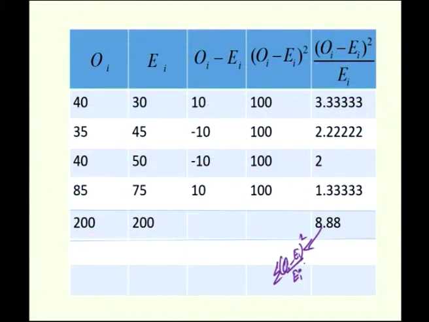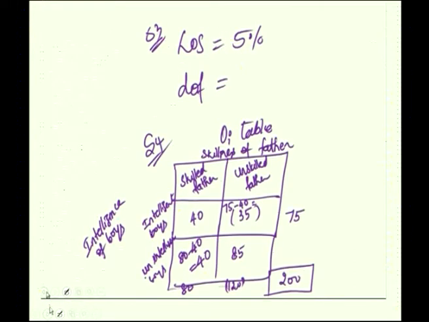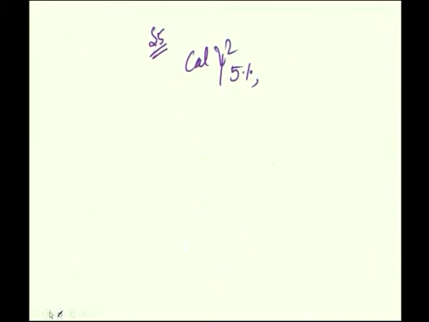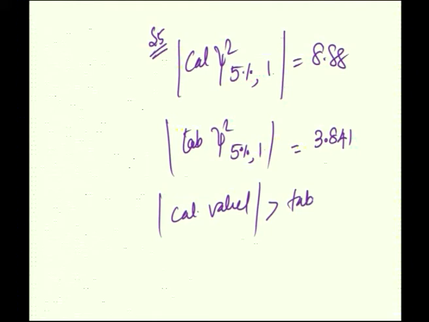Now, coming to the comparison part, we write the calculated chi-square at 5 percent. For the degrees of freedom, we have formed a 2 cross 2 table, therefore 2 rows and 2 columns, so 2 minus 1 into 2 minus 1, R minus 1 into C minus 1, is 1. So degrees of freedom is 1, and calculated chi-square is 8.88. Tabulated chi-square at 5 percent with 1 degree of freedom is, same as the previous problem, 3.841. The calculated value is much higher than the tabulated value, therefore H naught is rejected.